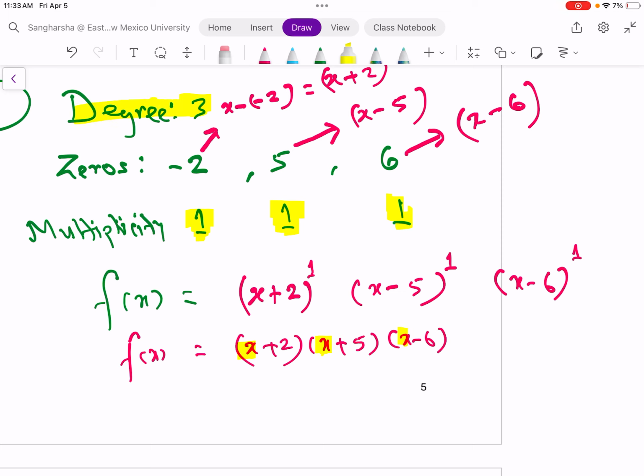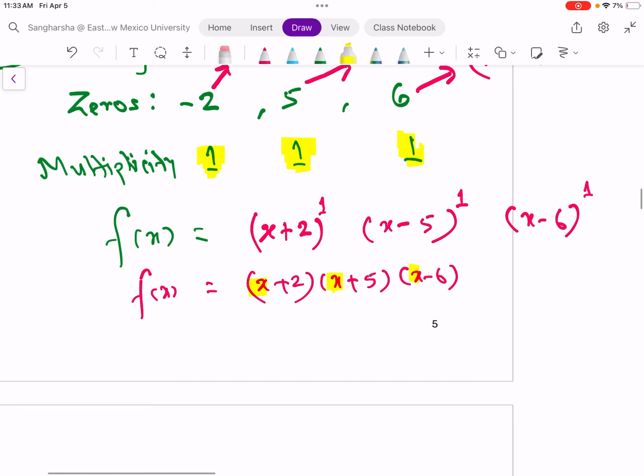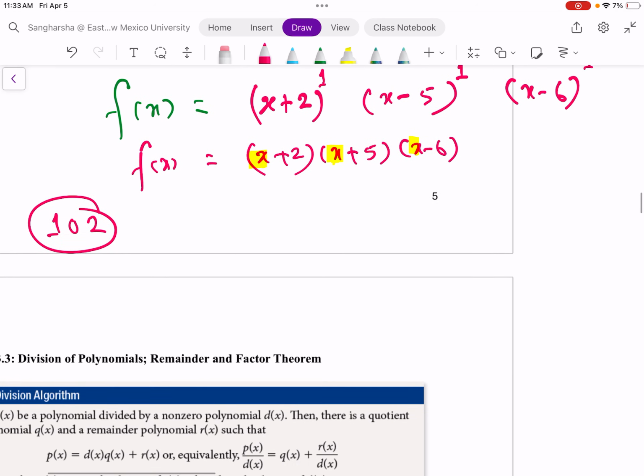Okay, so let me do 102. So 101 is your homework. Let me do 102. So this is not your homework, but still let's practice one more. 102. So the degree is 4. So the function that we're gonna make has to have a degree 4. Zeros are given as 2, -3, and we have 5 also as a zero. Multiplicity is given to us.